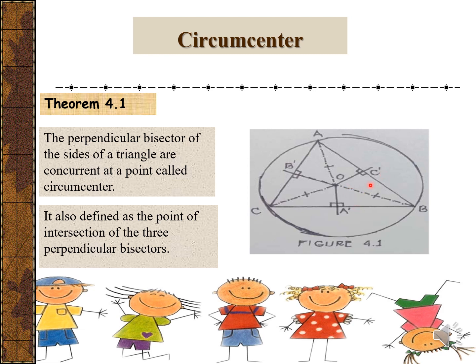Therefore, O is also equidistant from B and C, because it lies on the perpendicular bisector A'O. Since O is the point in a triangle equidistant from the three vertices, this is called the circumcenter, the center of the unique circle containing all three vertices of that triangle.